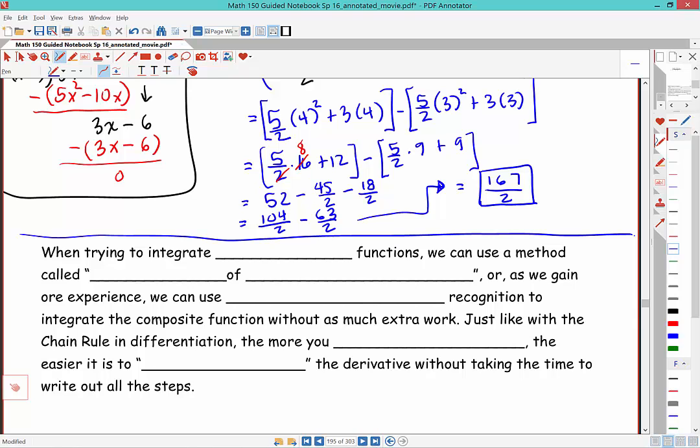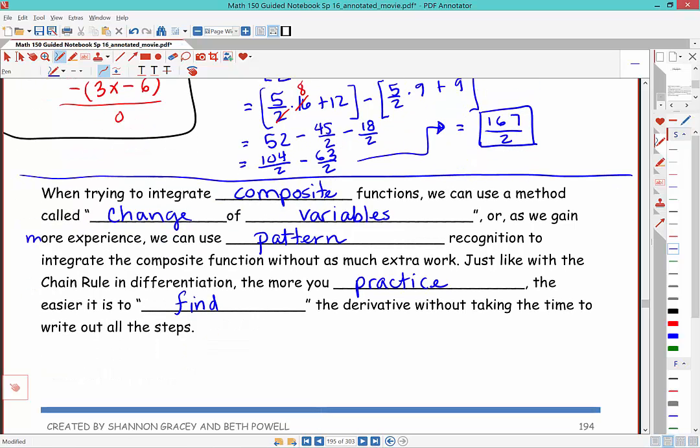Okay, so when trying to integrate composite functions, we can use a method called substitution, or as you gain more experience, we can use something called pattern recognition, to integrate the composite function without as much extra work. So just like with the chain rule and differentiation, the more you practice, the easier it is to find the derivative without taking the time to write out all the steps, okay?